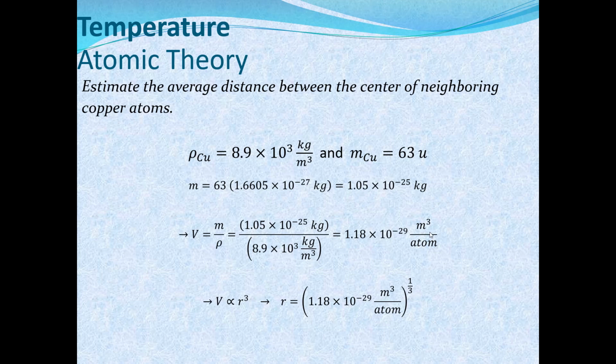So I'm not going to worry about what constants are in front of the r. All I care about is that there's this direct relationship. So what I can do is roughly estimate that r is going to be the cube root of this volume, which gives me this distance. So 2.28 times 10 to the negative 10 meters per atom. That's roughly the distance between neighboring copper atoms.